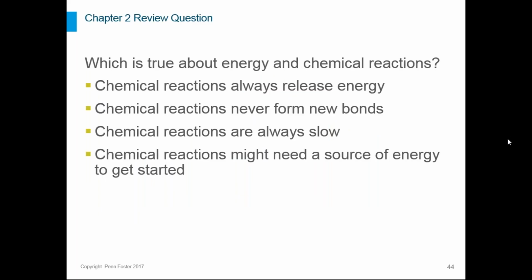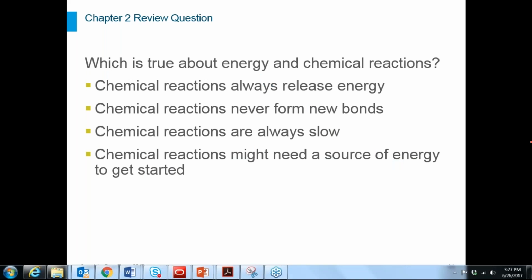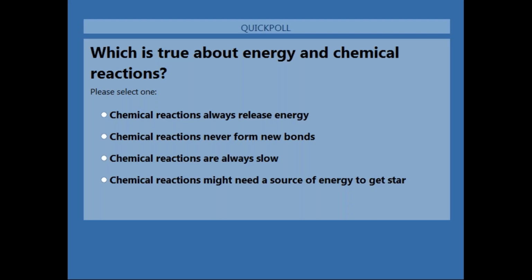And that is actually the end of section 4. So we have 2 more review questions. So here's one about energy and chemical reactions. So I'll give you about a minute to think about this one, which is true about energy and chemical reactions. Do chemical reactions always release energy? Chemical reactions never form new bonds. Chemical reactions are always slow. Chemical reactions might need a source of energy to get started. Only one of those is true. You think about it and then answer, and then we'll go over the correct answer.